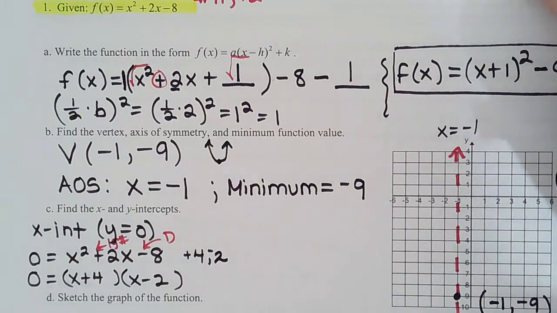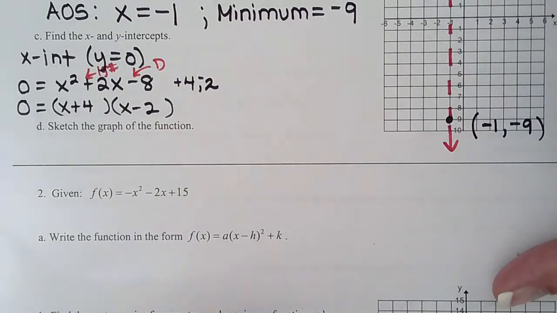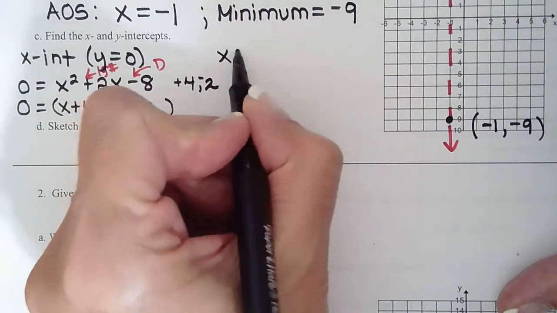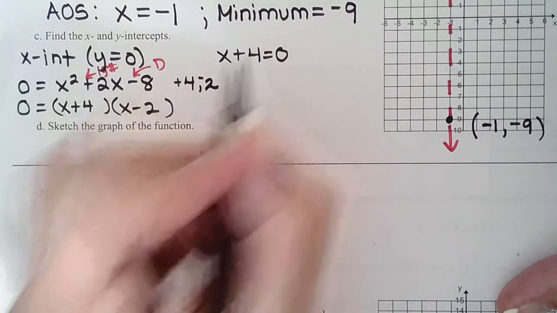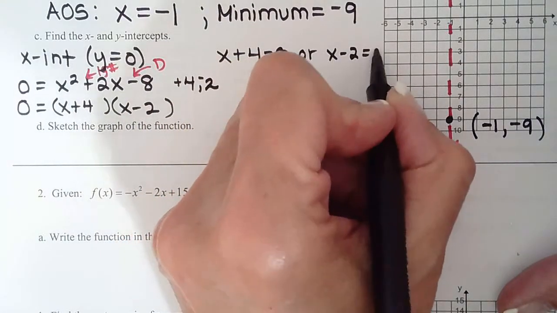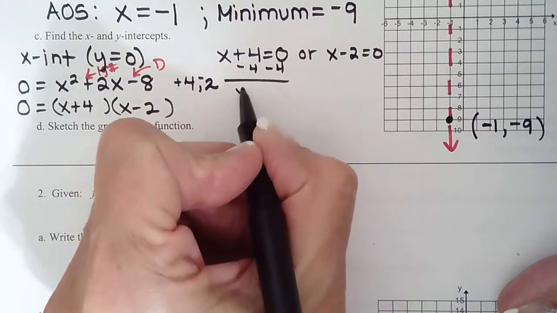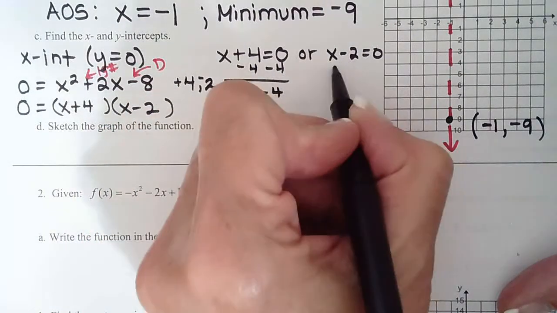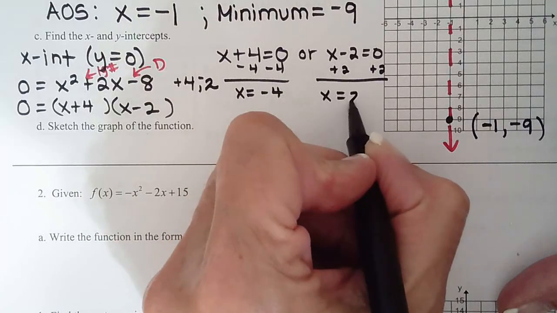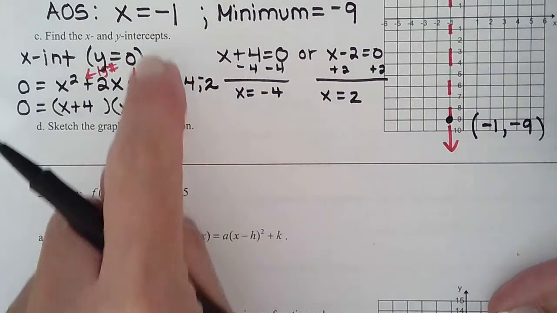And then you learned way back in chapter 4, if A times B equals 0, either A is 0 or B is 0. And this is how you find your two x-intercepts. So solve each of those. X equals negative 4. Add 2, x equals 2. So remember, intercepts are points, and that's why we always write this.